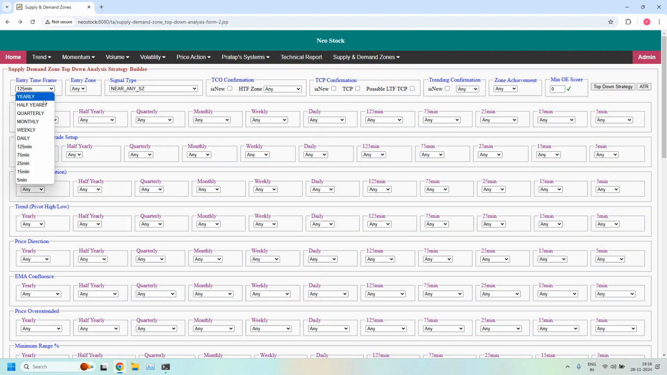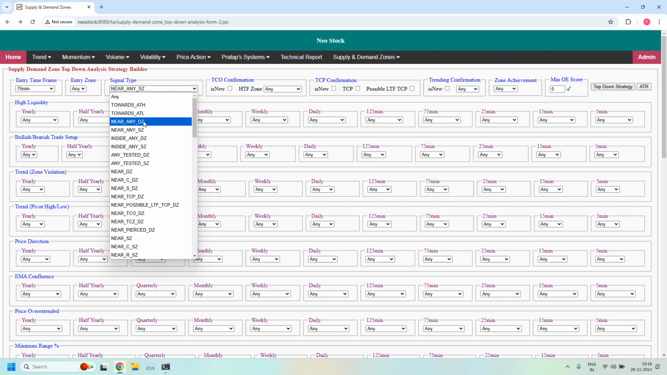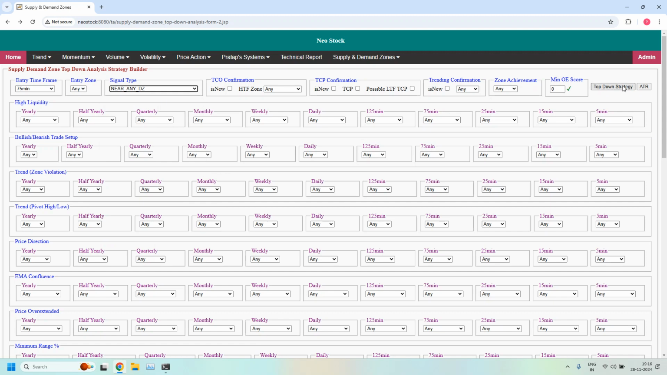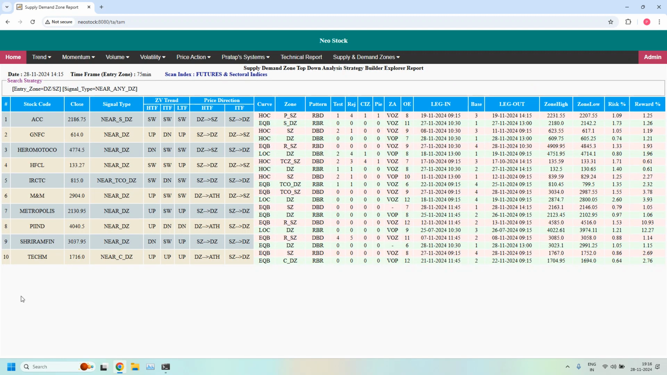Next time frame is 75 minutes. Entry time frame 75 minutes. Let us find the stocks near 75 minutes demand zone. We got 10 stocks. Let us identify high liquidity 75 minutes demand zones from this list. ACC is having a high liquidity zone. Tech Mahindra is having high liquidity zone. So that means we identified two high liquidity 75 minutes demand zones from this list.